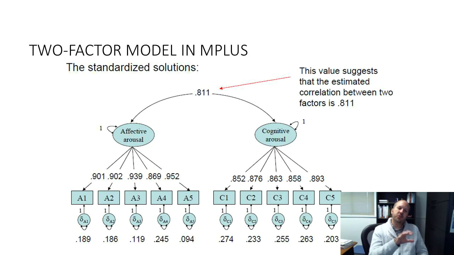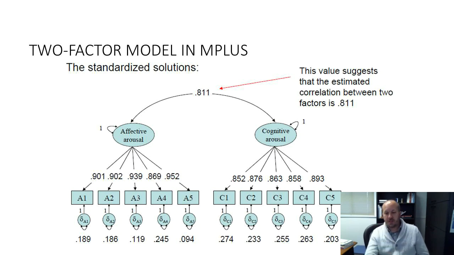So since we already showed you the step-by-step in the one factor, we're just going to skip straight to the standardized solutions for this two-factor approach. You'll see in here we have a value for the correlation between the two factors, 0.81, so their correlation is 0.81 between affect and cognitive arousal. And then we can see that our standardized factor loadings are 0.90 and higher for affective and above 0.8 for cognitive, so this is even better factor loadings this way.